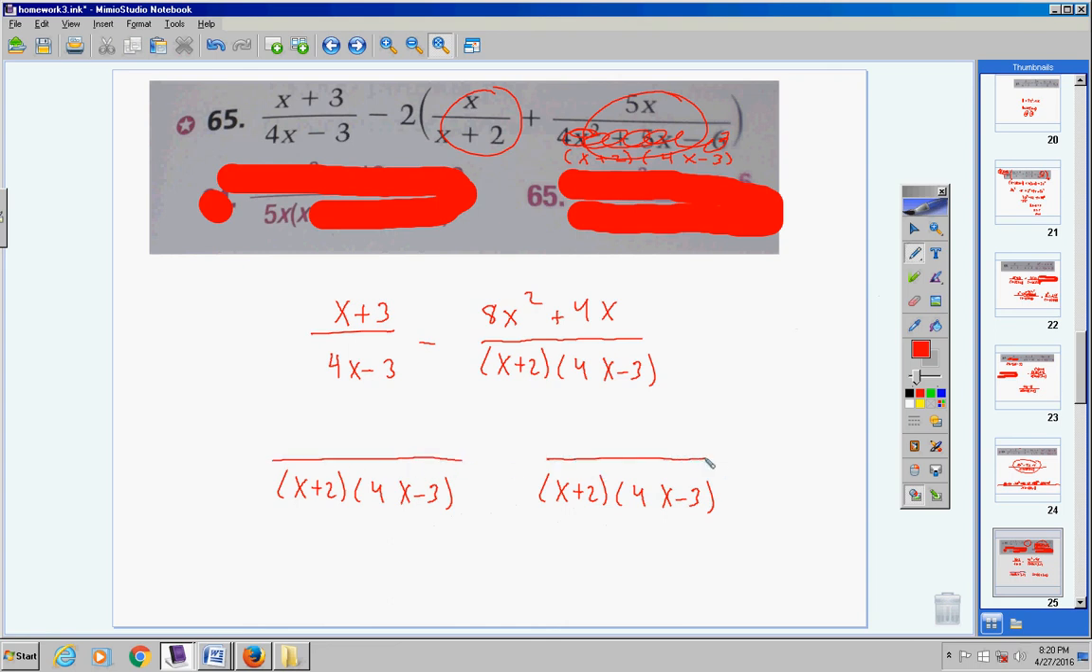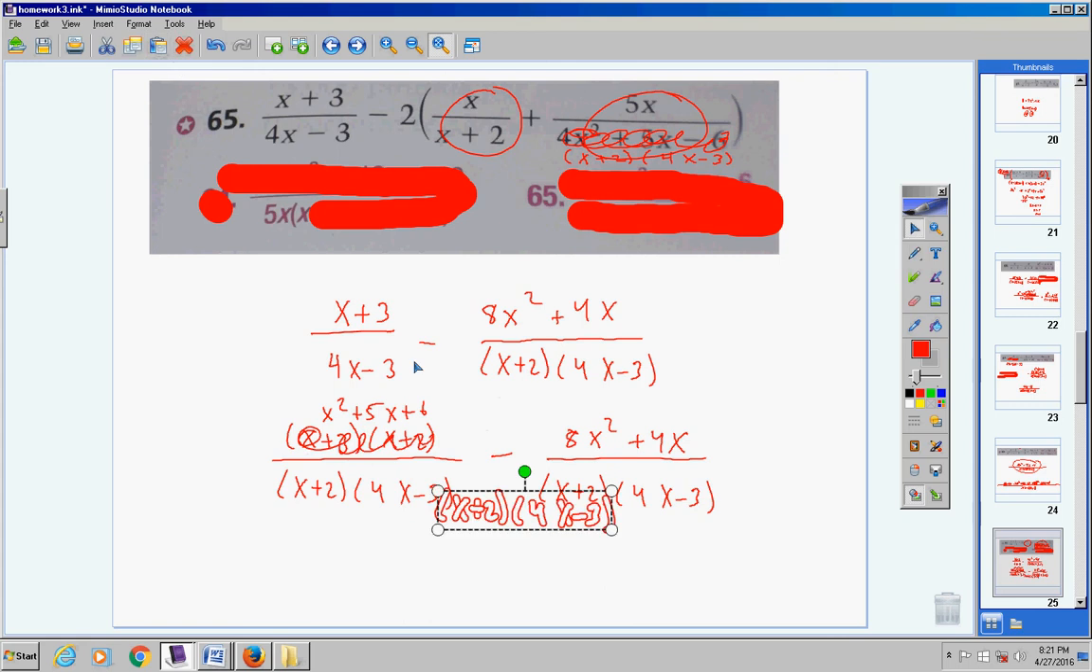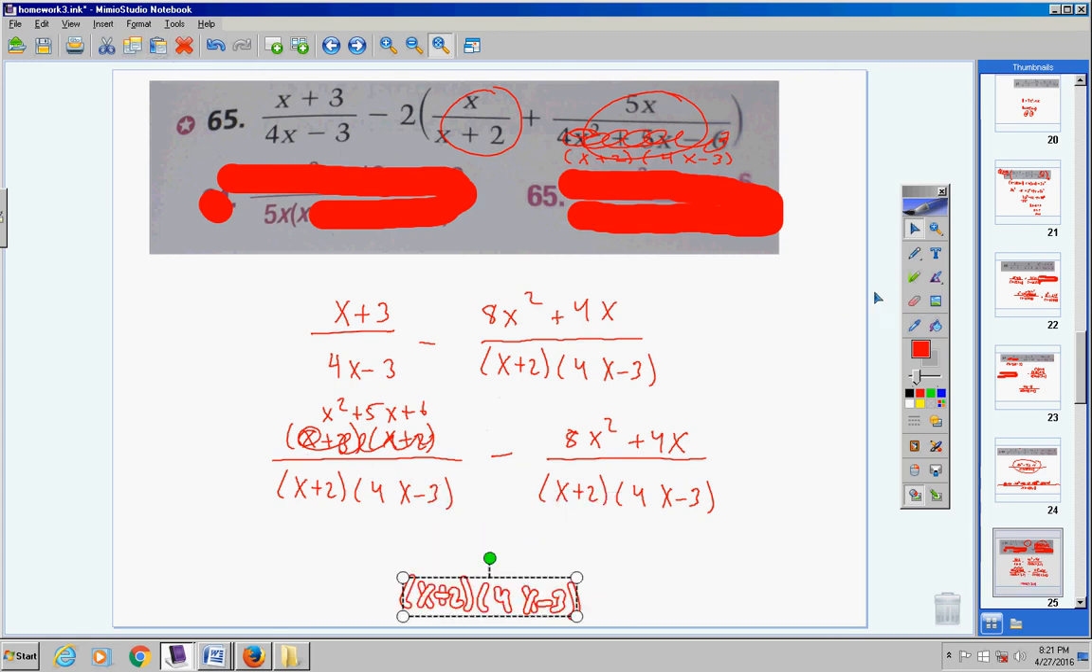So there we go. Bring down your minus sign. What do I have extra here I don't have here? Well, x plus 2. And bring down your x plus 3. Okay, what do I have extra here I don't have here? Nothing. So bring down your 8x squared and your plus 4x. Now if you multiply these two groups together, you will get x squared plus 5x plus 6. Okay? So now let's combine these two fractions. Here's your common denominator. We'll put that here. And we'll put a really long fraction bar. Like this. And now let's combine.